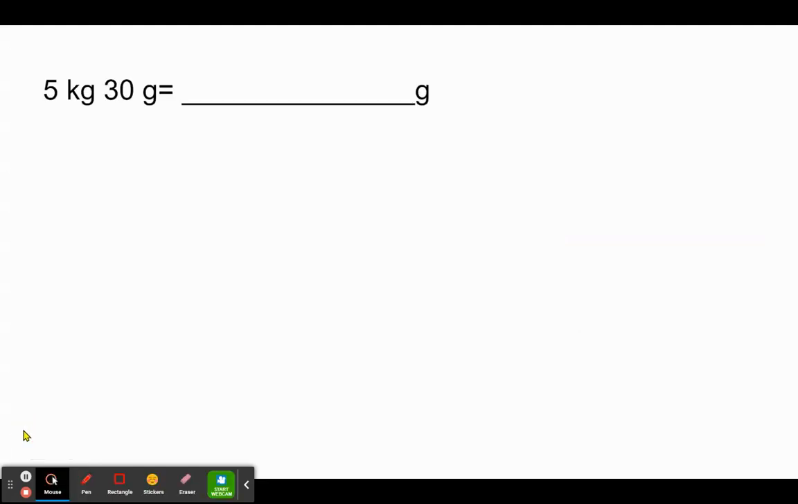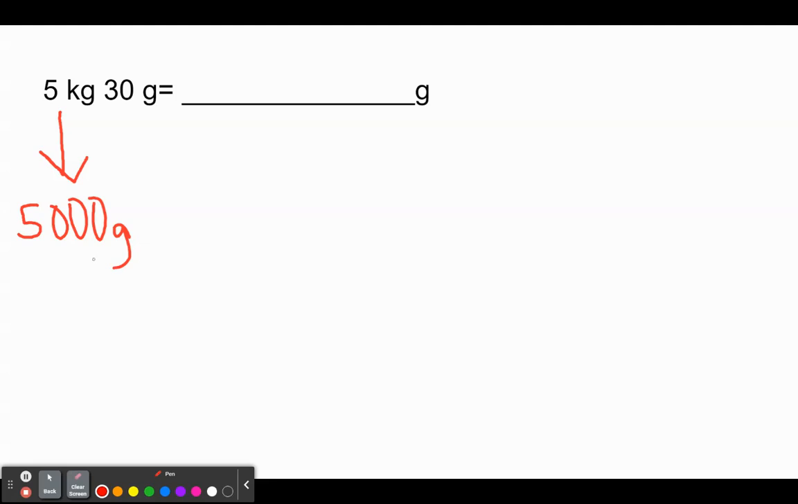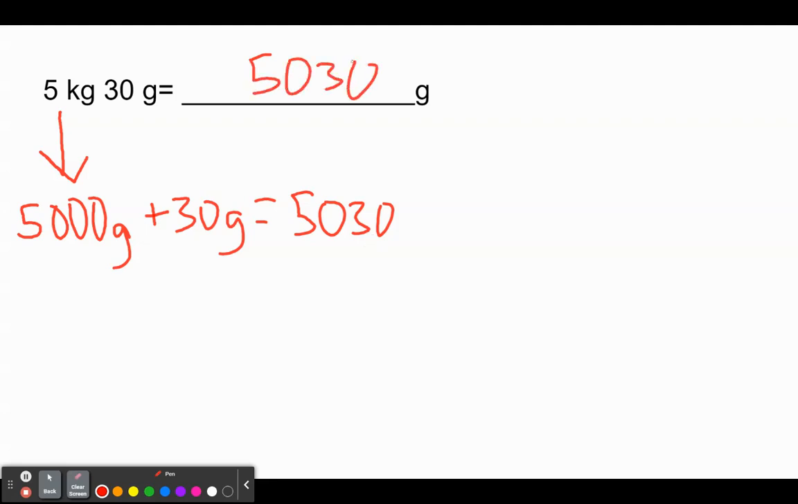All right. Let's go ahead and solve the problem. So we're going to take 5 kilograms, 30 grams, and change them completely over to grams. So I have 30 grams already, so we're going to leave that alone. But I know I can change my kilograms into 5,000 grams because every 1,000 grams is going to equal 1 kilogram. Now I'm going to add that to my 30 grams, and that is going to give me 5,030 grams.